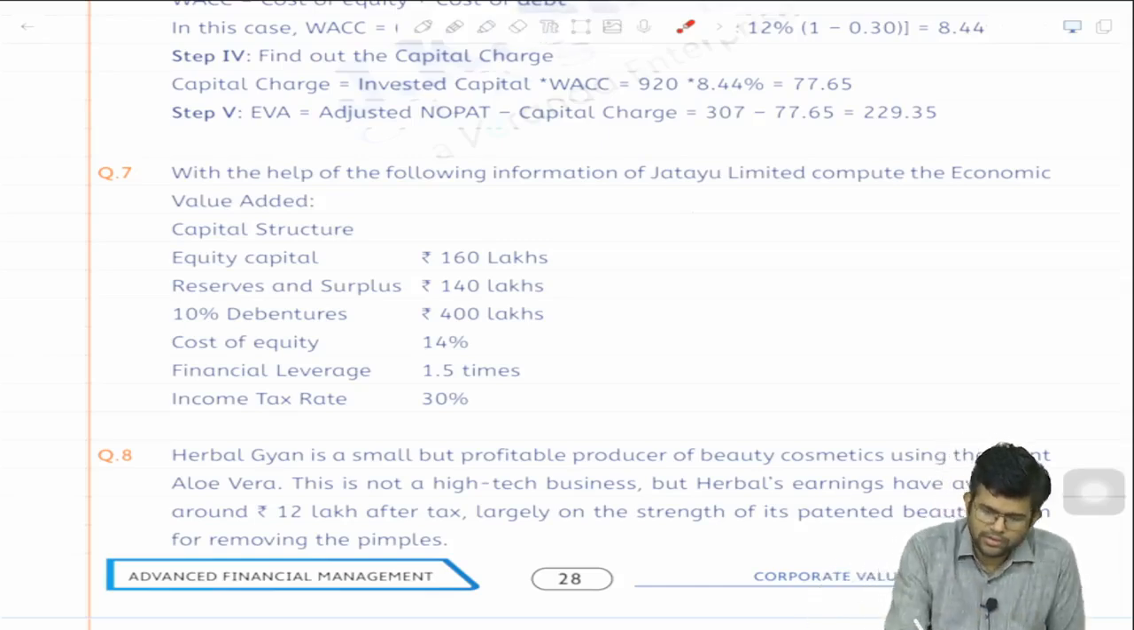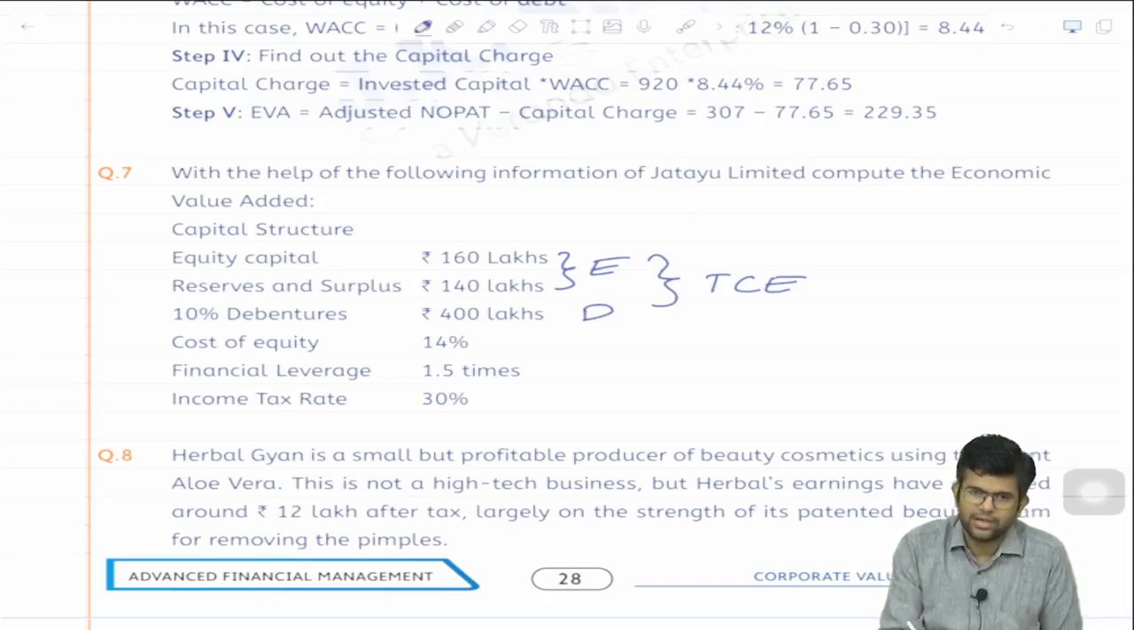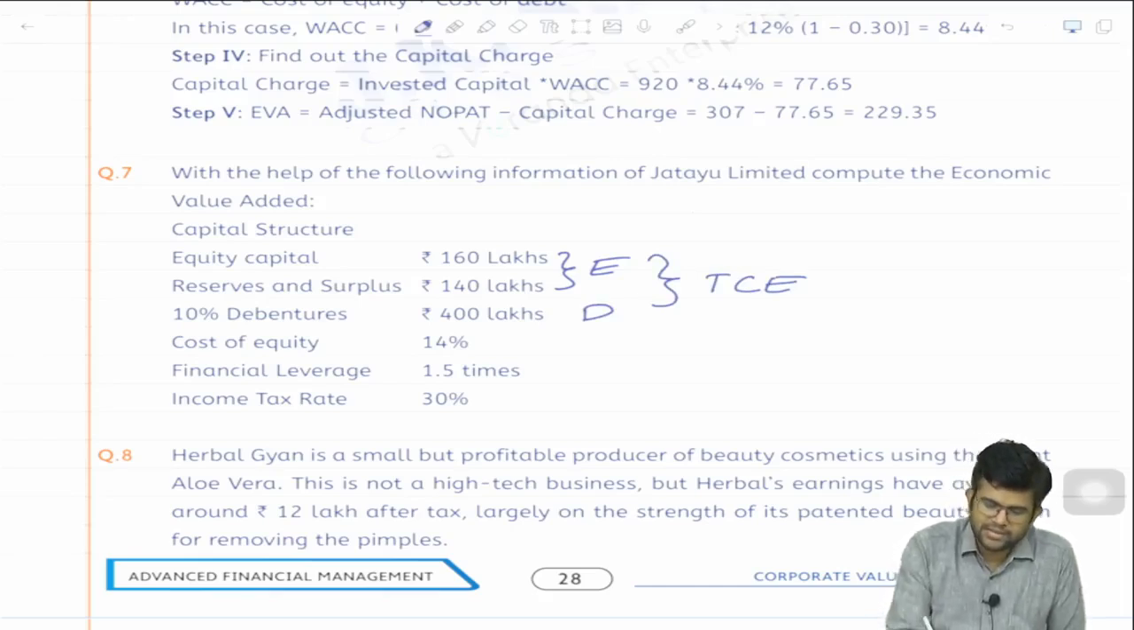So, with the help of the following information of Jatayu Limited, compute the EVA. Now, can I say equity given, reserves given, correct? This and debentures given. Students, please understand, this qualifies as equity. Look at the screen. This qualifies as equity and this qualifies as debt. Everyone clear? And the total becomes TCE. Total is total capital employed. This is KE.